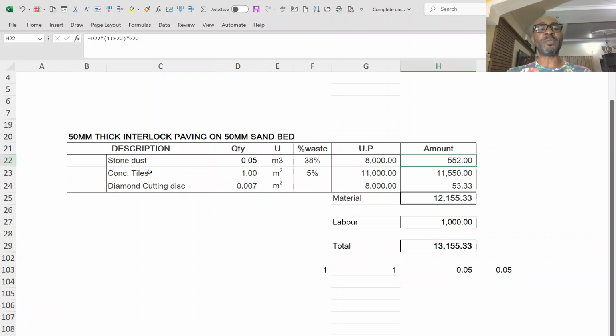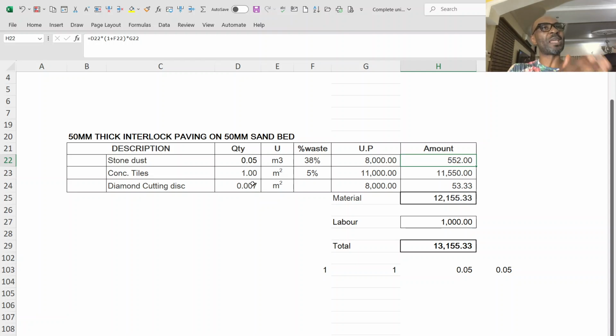Then the next item is interlock tiles. They are concrete tiles of different shapes and sizes. The number of tiles that make up a square meter depends on the shape that varies in the market that you want to buy. And it is sold in square meters.